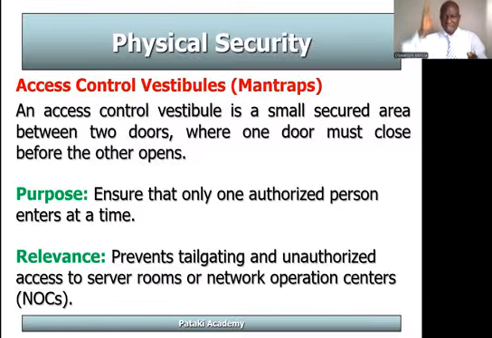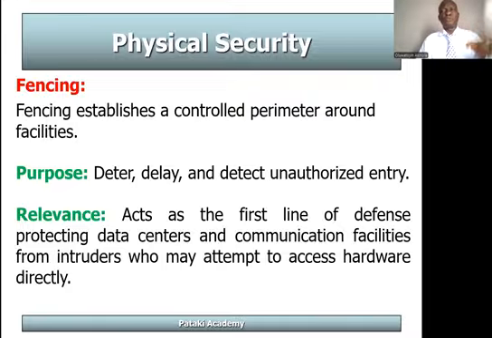Another one is fencing. Fencing establishes a control perimeter around a facility. The purpose of this is to deter, to delay, and to detect unauthorized entry. Relevance: this acts as a first line of defense, protecting the data center and communication facility from intruders who may attempt to access hardware directly.